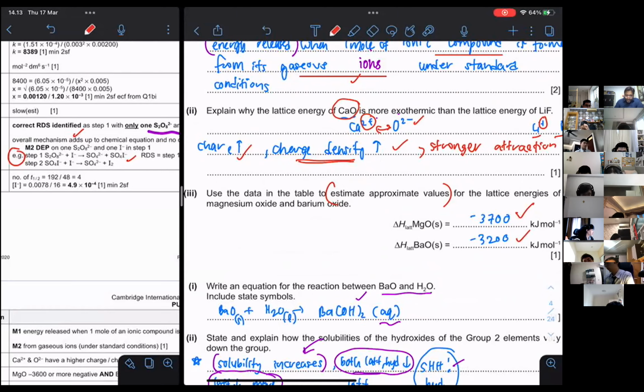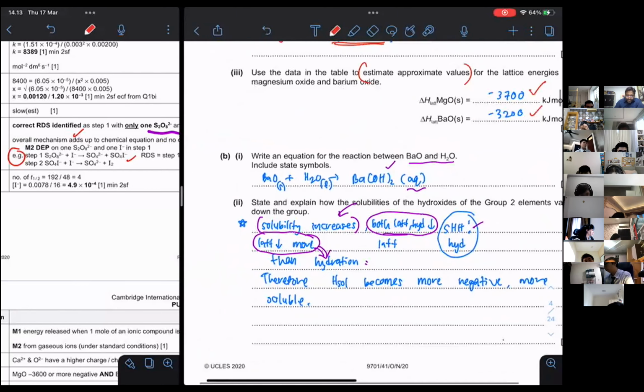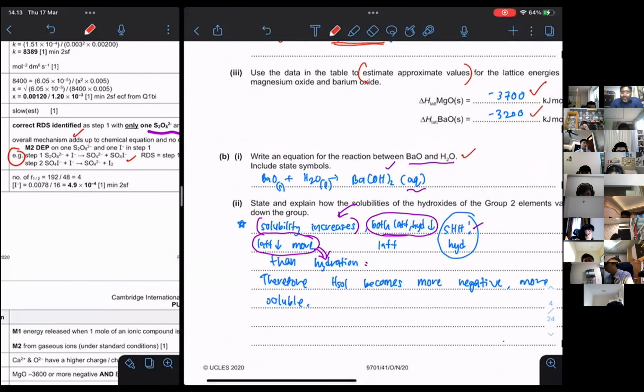Now, if I move on, write an equation for the reaction between this and this. Barium oxide is solid. When you react it with liquid water, it is going to give you barium hydroxide, which is aqueous. So it is all balanced, no need to worry about that.